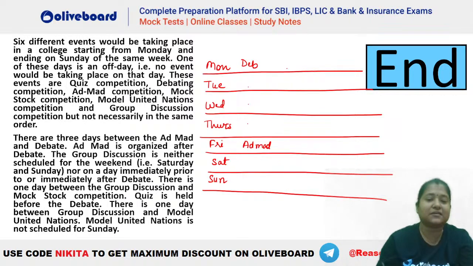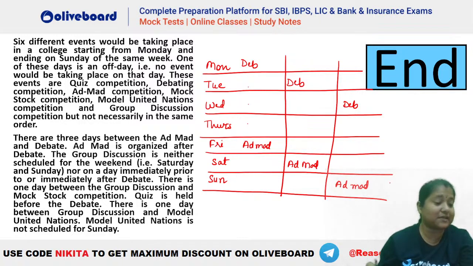A possibility here. Similarly, let's say we have debate here. So 1, 2, 3. This can be your Admad, right? Another one. And similarly, we can have one more possibility where we have debate here. And 1, 2, 3, this is your Admad, right? So you can see we have 3 possibilities in here.